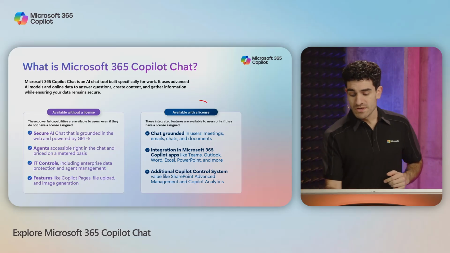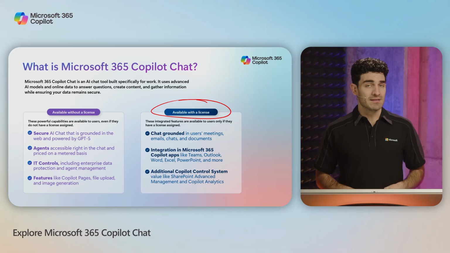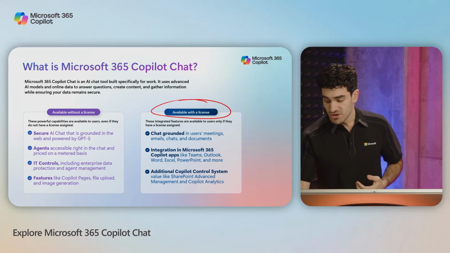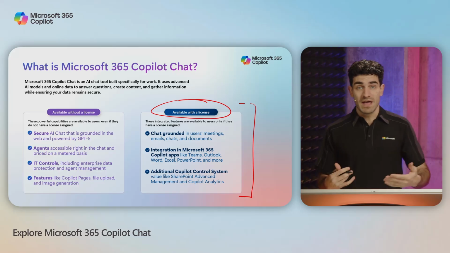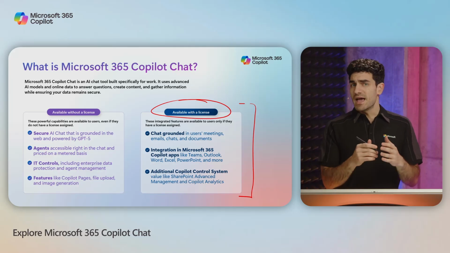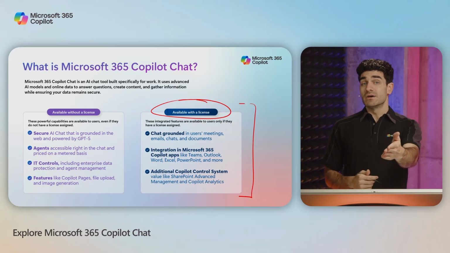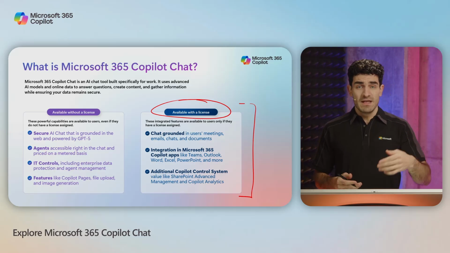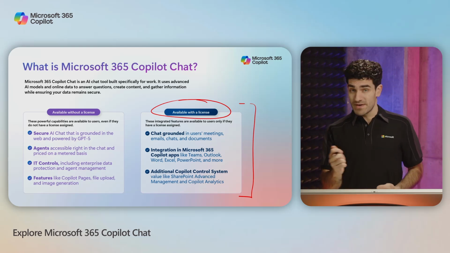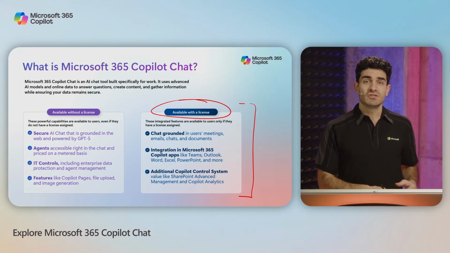However, when your organization assigns you a Microsoft 365 Copilot license, you do gain some very powerful capabilities. In addition to being grounded in the web, your chat is also now grounded in your data. This is every Teams meeting that you've ever set up or been invited to, all of the emails you have ever sent or received, the Teams chats that you've been a part of, and all of the documents that you have access to. All of that is available to you through Copilot Chat.